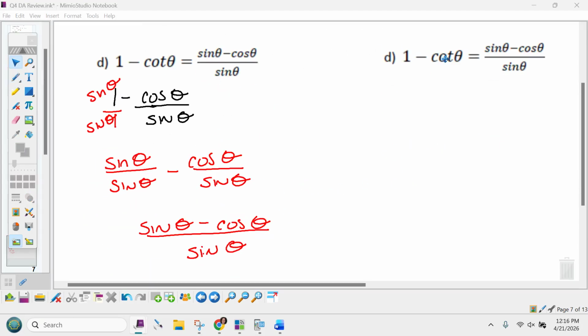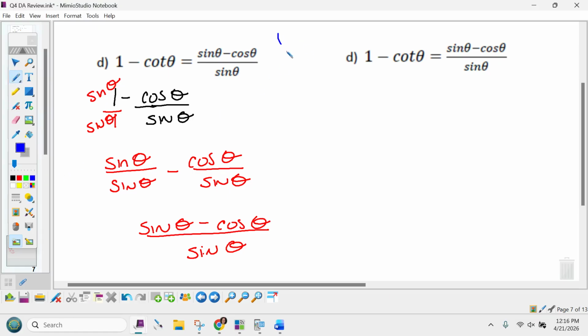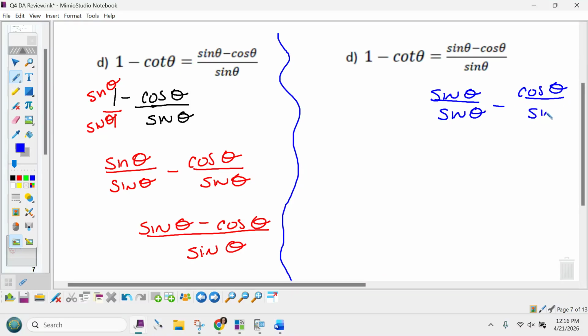Okay, here's the other way I can think of. Normally, we combine fractions to make a common denominator. I'm going to use that idea in reverse. On the right-hand side, I'm going to split up the common denominator. So because the entire fraction is divided by sine, I can take sine divided by sine minus cosine divided by sine. That leaves me with 1 minus cotangent theta, which we got. So both are acceptable ways to prove part D.